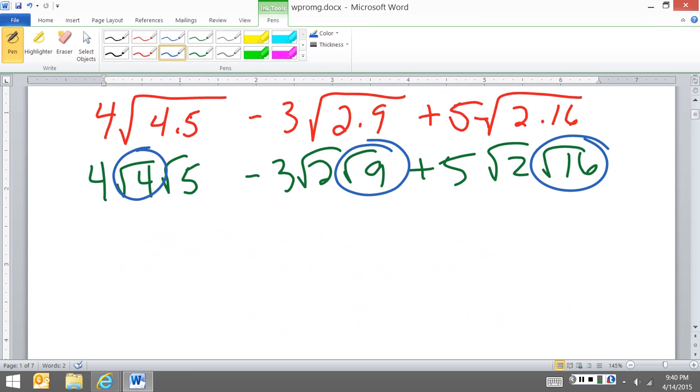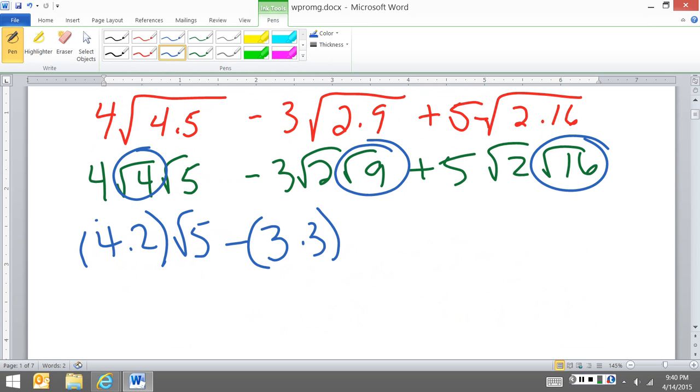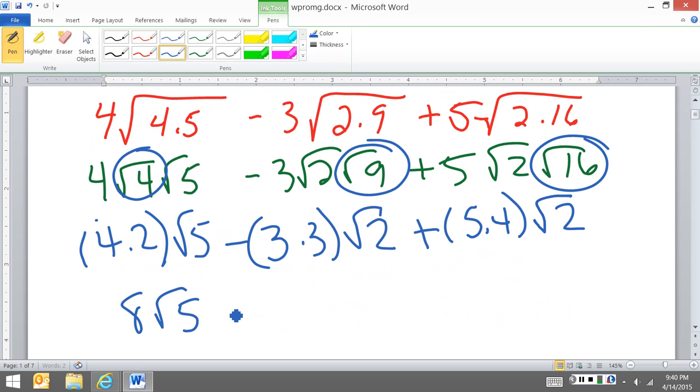So then this becomes 4 times 2, because that's the square root, and the 5 stays there because I haven't done anything with it yet. 3 times 3, that's the square root of 9. 2 stays there. 5 times 4, square root of 2. So then here's 8, the square root of 5, minus 9, the square root of 10, the square root of 2. Now as I look at this, do I have any like terms?